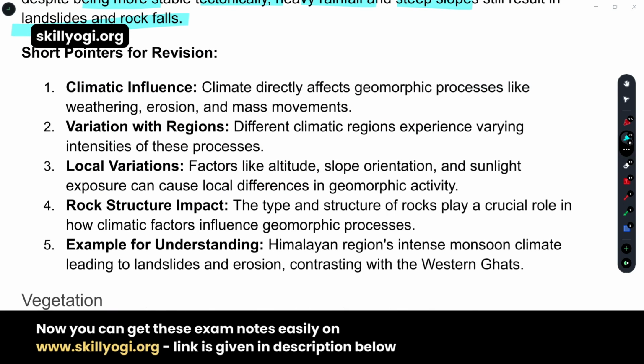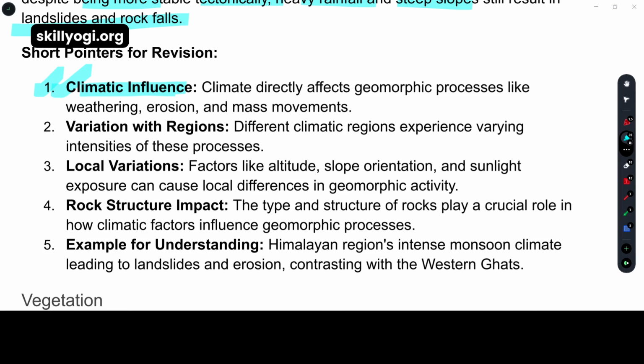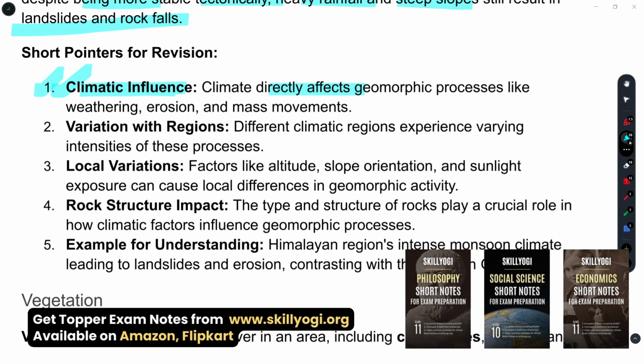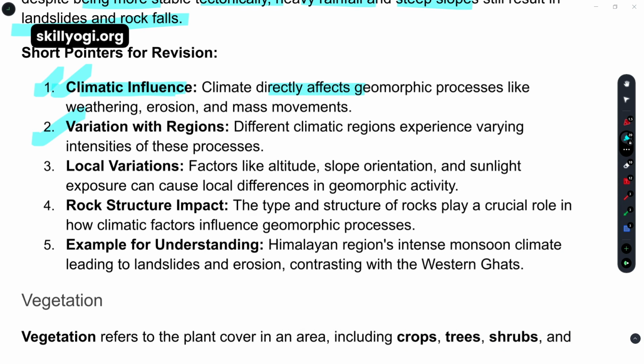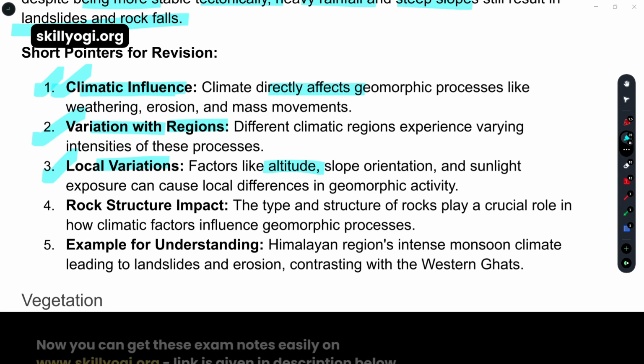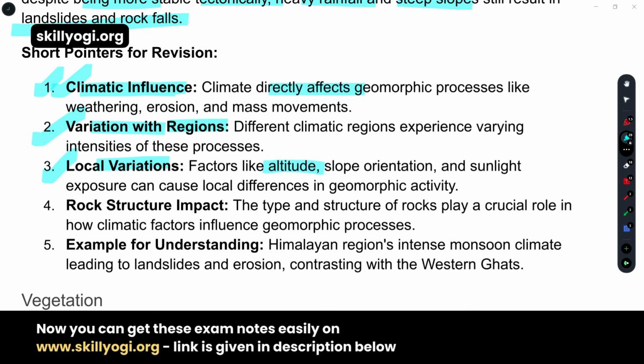What we have learned from the above paragraph: the first one is the climatic influence, which is very important because we have learned that the climate directly affects the geomorphic process. Second part, the variation with regions: in different climatic regions we have different intensities, and a different angle of the sunlight, so variations are also created. Local variations mean the local factors, that is the altitudinal or height changes, slope orientation according to the landforms, and the sunlight exposure. This also can cause local differences in geomorphic activity.